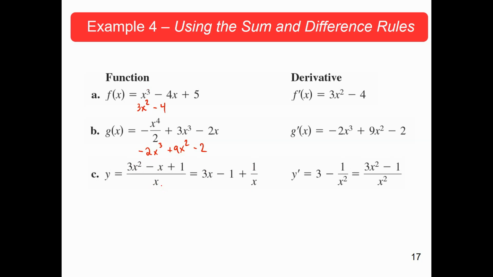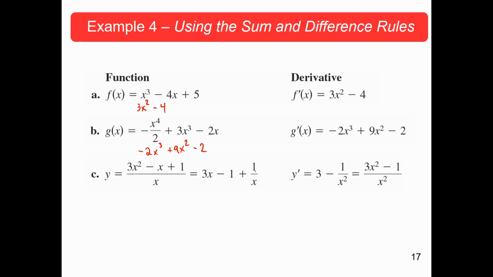So 3x squared over x, which is just 3x, negative x over x, which is just negative 1, and then 1 over x is positive 1 over x. So now we take the derivative of this. The derivative of 3x is just 3. The derivative of negative 1 is 0 because it's a constant.